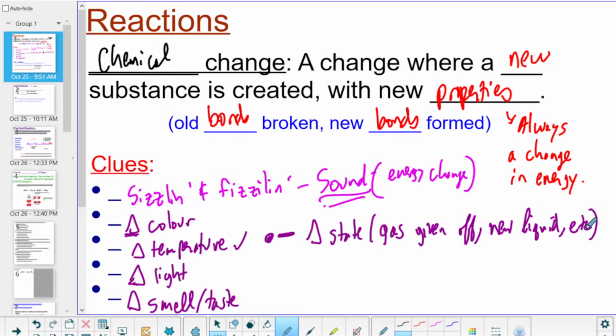Now, can you get a gas given off for a physical change, like boiling water? Sure. But all of these are clues together. And the last one is if I have a physical change, let's take something precious. Nothing. Like, not that precious. Like the periodic table.